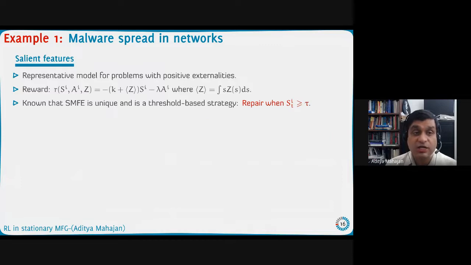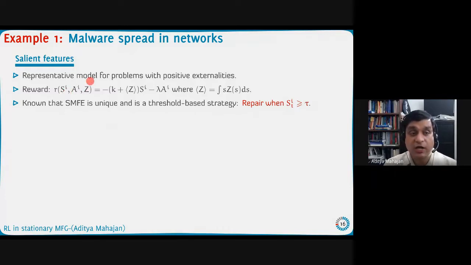So this model is a representative model for problems which have positive externalities. There is the free rider problem here. That is, the agents get good reward if the population is in a healthy state, but to reach a healthy state, each agent has to take the repair action, which is costly. So should the agents take a repair action or just freeload on the fact that other agents are making an effort, and that would keep the population state healthy?